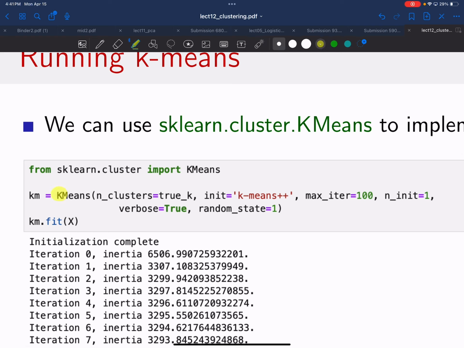You have to tell it here how many clusters you want to use. We know we're going to be looking for 4 clusters because we know we created our data set from these 4 different documents. We're going to initialize with k-means++. We're going to run this for 100 iterations at most. Usually it will stop before that point. We're only going to come up with one initialization, only one random seed. We're not going to do this a bunch of times.